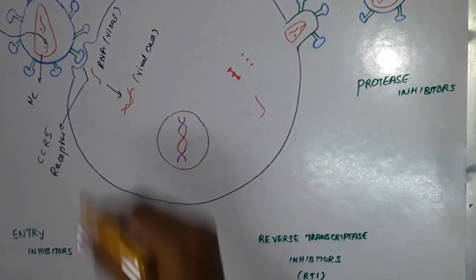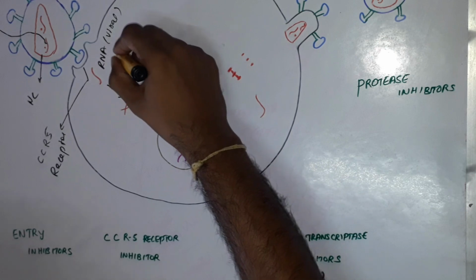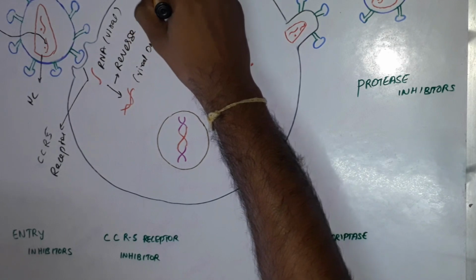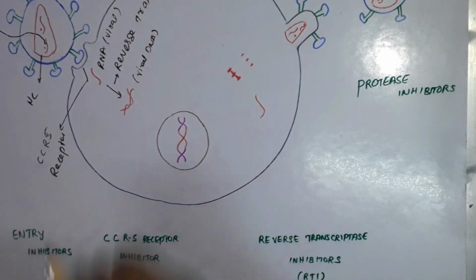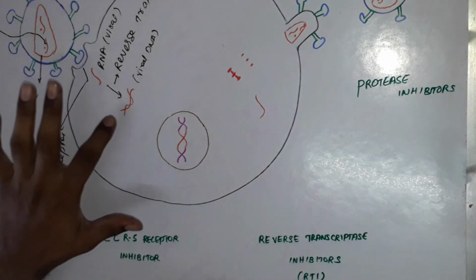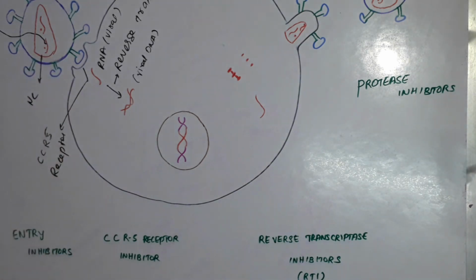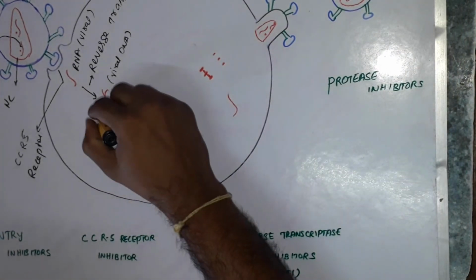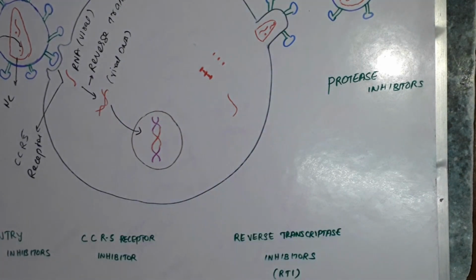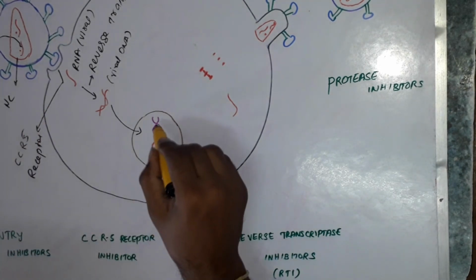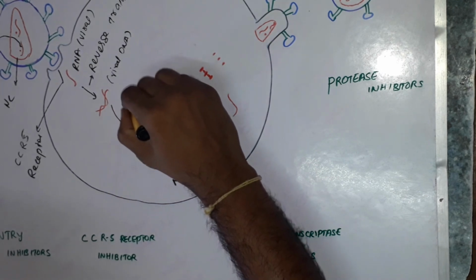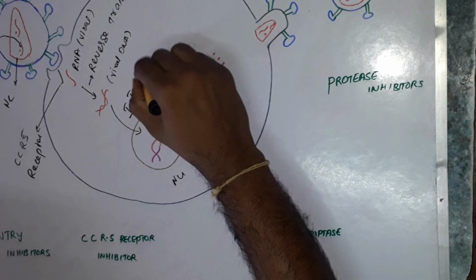Fine. What is that enzyme? That enzyme is your reverse transcriptase. Okay. Now this RNA is converted to the viral DNA with the help of an enzyme, reverse transcriptase. Okay. After converting to viral DNA, it enters your host nucleus. Fine. This is your nucleus, and it enters the host nucleus and integrates with your host DNA. Fine. As the name suggests, it integrates with the help of an enzyme, integrase.